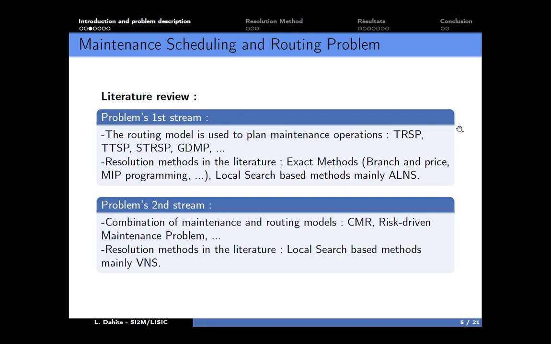We have distinguished two main streams of research. The first one uses the routing model to plan maintenance operations, like the technician routing and scheduling problem. The resolution methods that were used to solve this kind of problem are exact approaches, like branch and price, programming, and local search-based methods, mainly ALNS. The second stream of research combines maintenance and routing problems, like the risk-driven maintenance problem. The methods used here are also based on local search, such as variable neighborhood search.